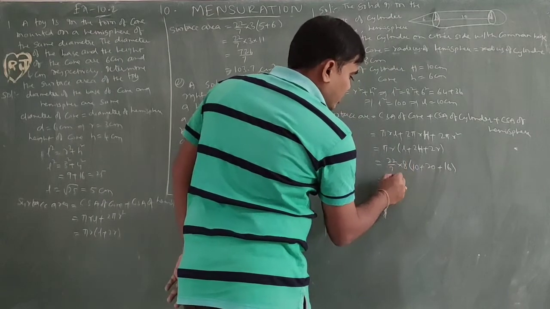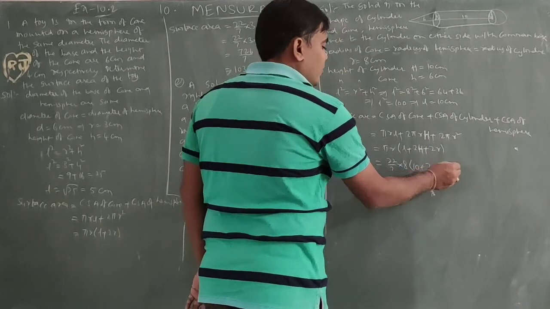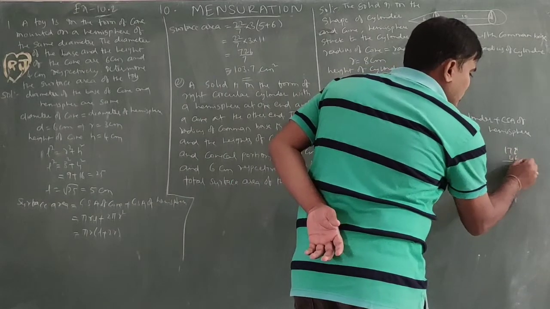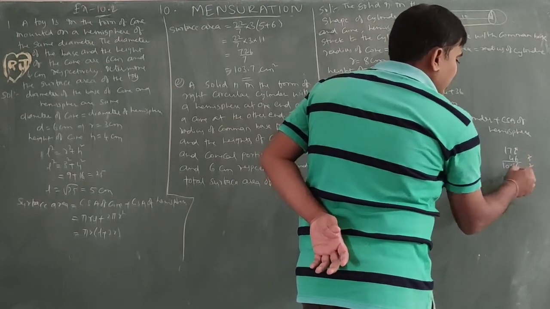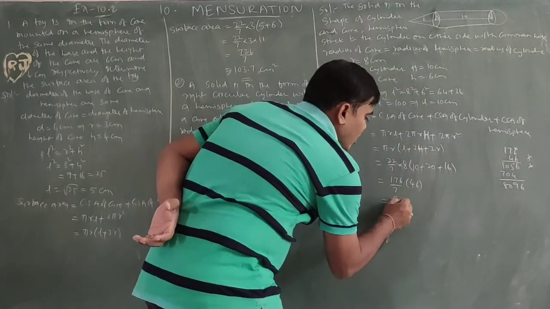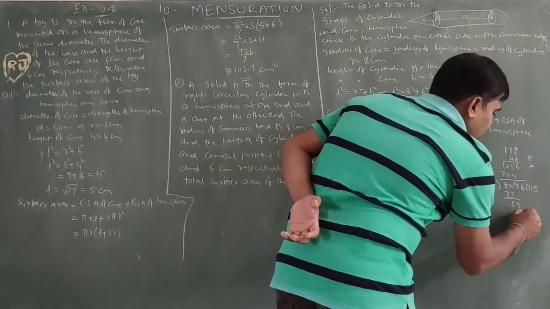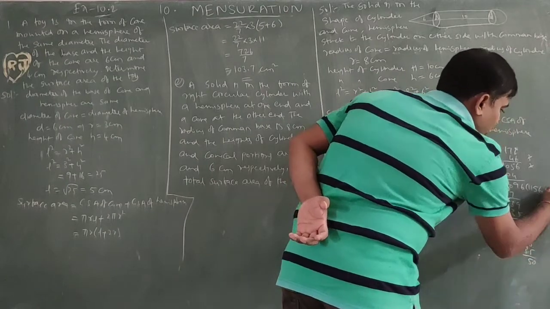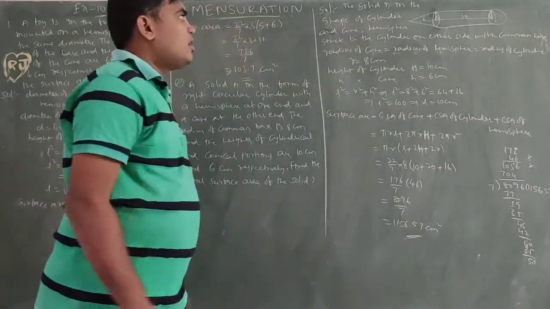So 22 into 8 is 176, over 7, times 46. 176 into 46 is 8096. So 8096/7, dividing by 7, gives 1156.57 centimeter square. So this is the required solution.